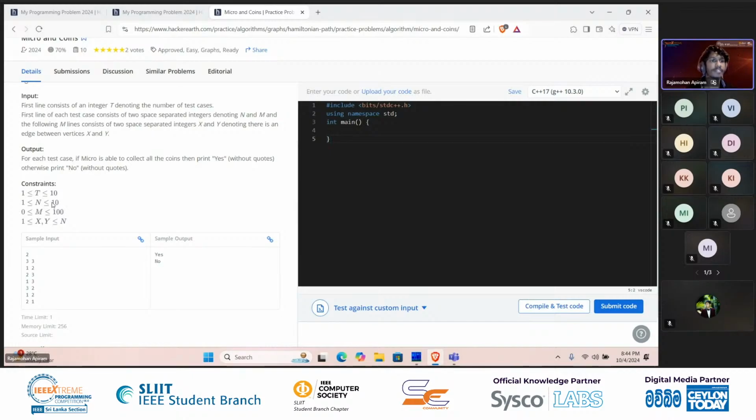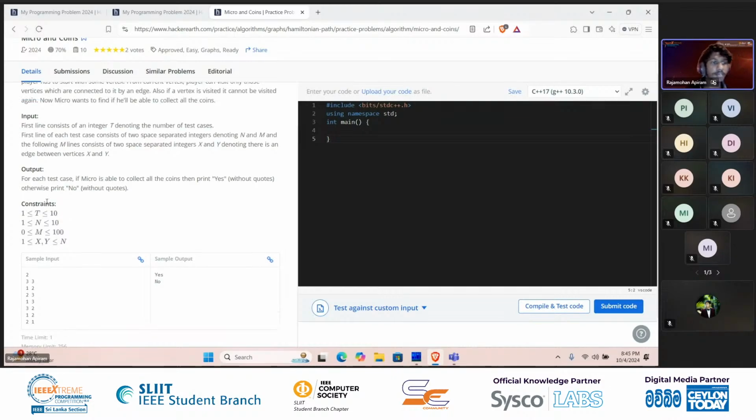For example, if n is less than or equal to 10 to the power 6 or something, you have to do an O(n) solution. If n is less than or equal to 10 to the power 8 or something, you have to think of an O(1) solution. If n is around 1000, you have to think of an n square solution. But in this case, n is less than or equal to 10, right? So you can check each and every possible subset and find the answer.